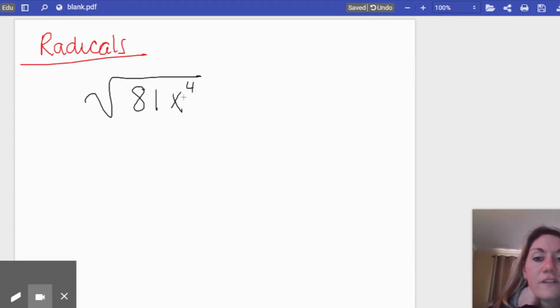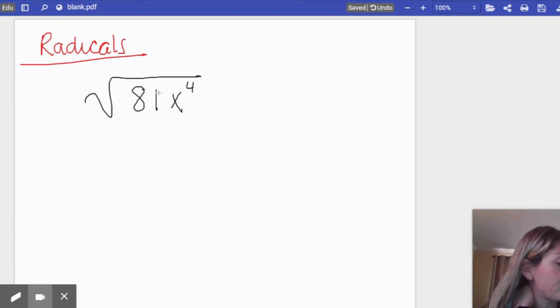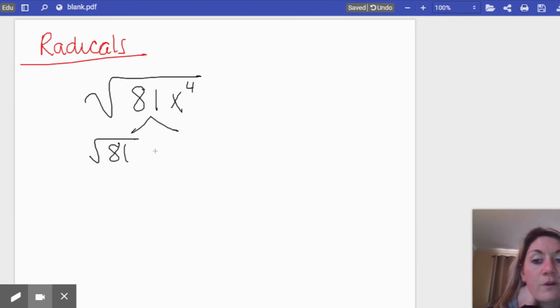Okie doke. So let's look at this problem really quickly. If we are multiplying underneath our radical symbol, we can break it up and make it a multiplication problem separately. So you can rewrite this as the square root of 81 times the square root of x to the 4th. So when we have the square root, it might be easiest for you to do the prime factorization of a number and find groups of 2.